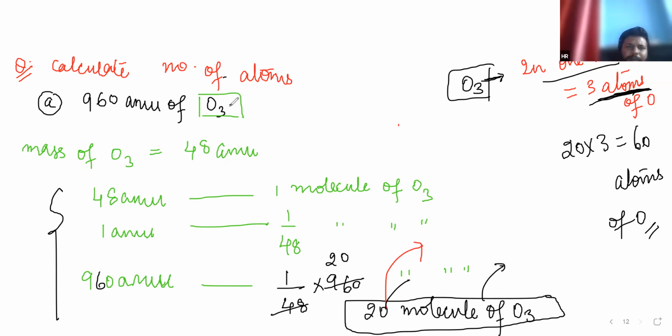First, we need to find the mass of this. And then we need to find the number of molecules or atoms, whatever is given, in one AMU. And according to the question, we have to multiply it with the given number of AMU. And we will get the number of molecules if molecules are given, or the number of atoms if atoms are given.